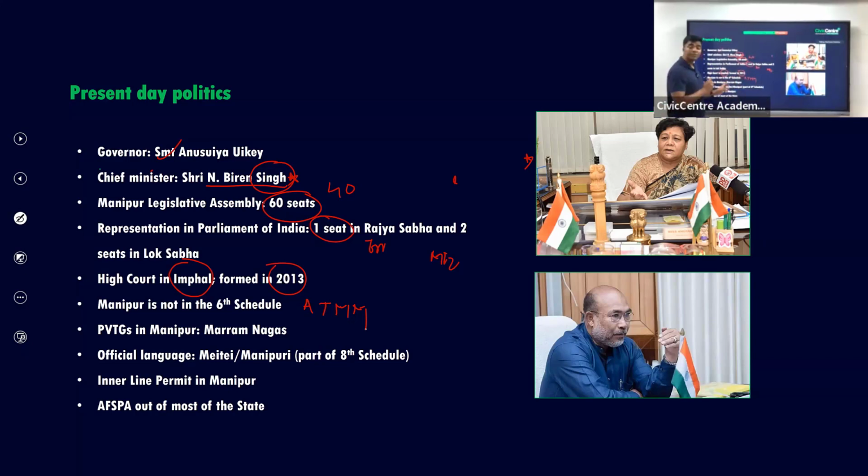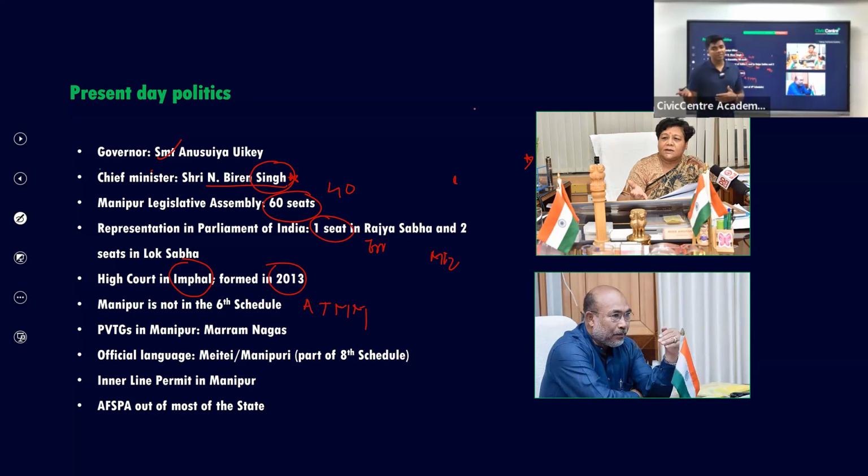If it is part of 6th schedule, the issue is that outsiders cannot go settle there or buy land there. There are so many issues because there are certain tribal areas. There will be autonomous councils, which we will discuss later in the polity classes. Assam, Tripura, Meghalaya, Mizoram. Very good. So people are telling this is a tribal versus non-tribal issue. Meiteis want tribal status.